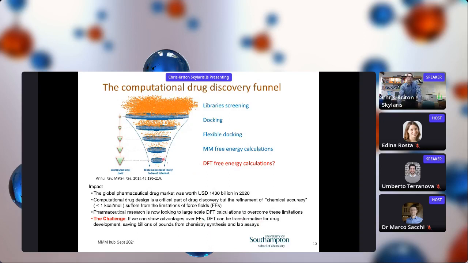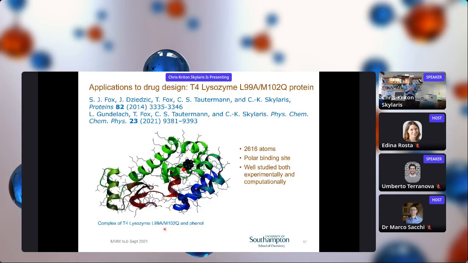So if we can show some improvement of the order of kilocalories per mole, which is what we call chemical accuracy with DFT, that can be a big achievement in the area of drug design. So we started with a simple example. This is the T4 lysozyme double mutant protein here. It has about 2,600 atoms. It has one small polar binding site. And we chose this, our collaborators in Boehringer Ingelheim chose this because it is well known, well studied. It is a very easy protein for them to start with.